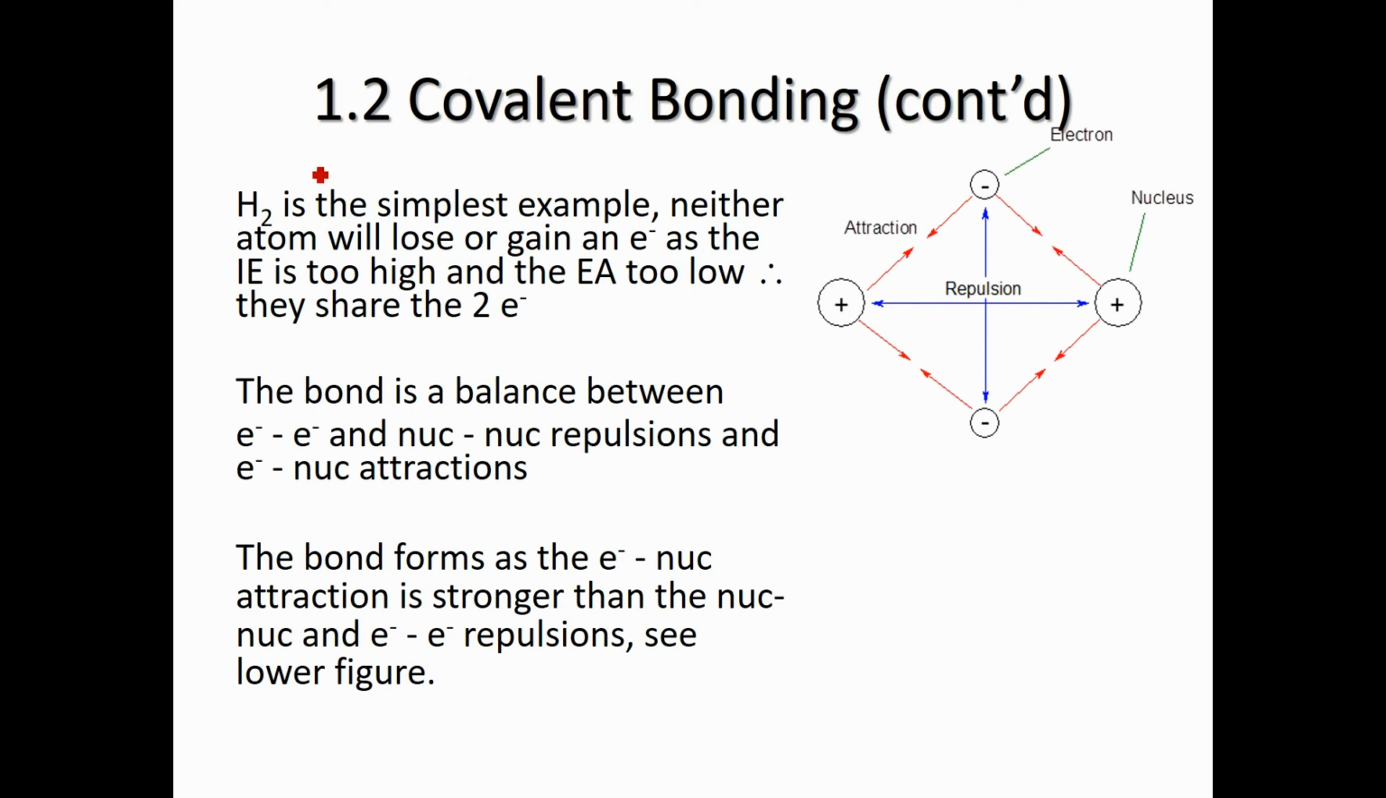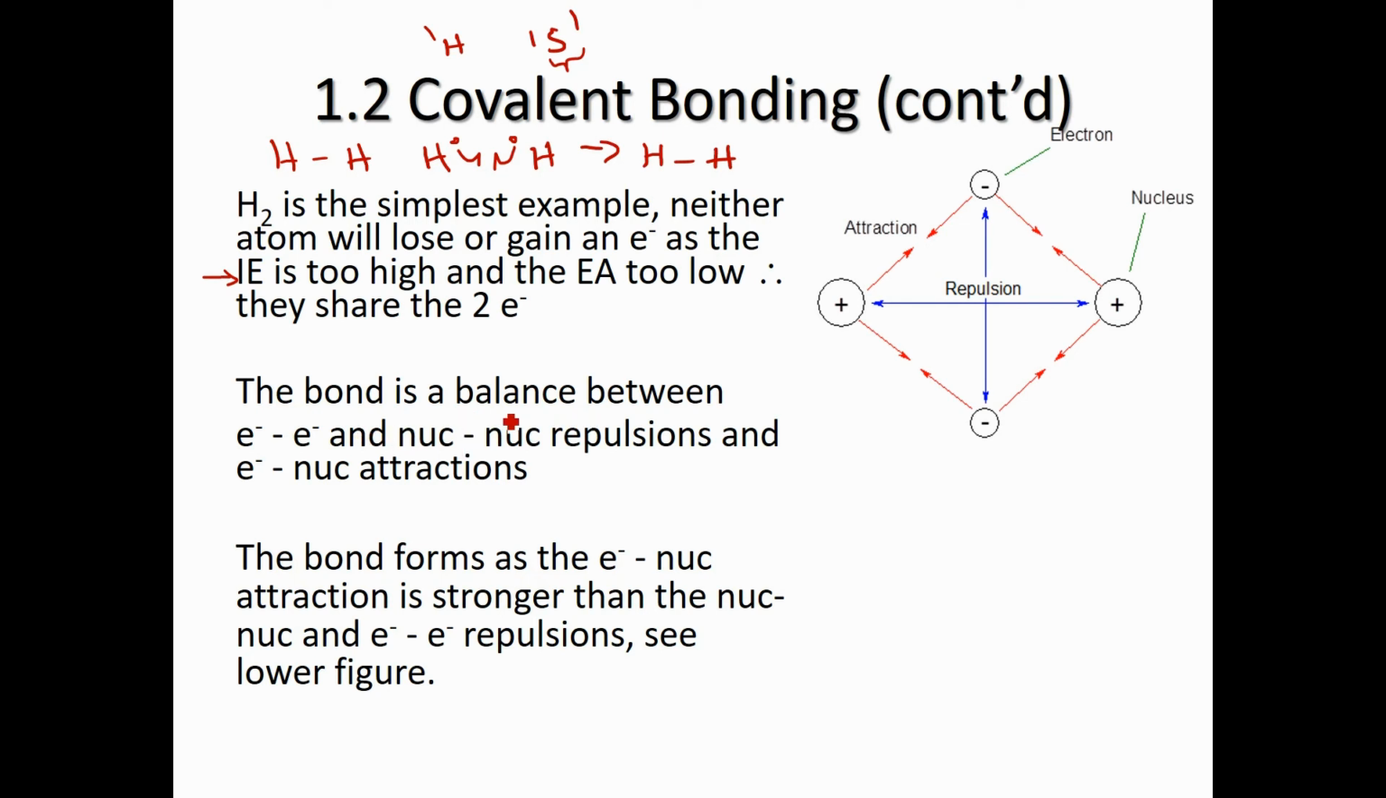Okay, hydrogen is the simplest example of a covalent molecule, where each hydrogen has atomic number 1, electron configuration 1s1. The outermost valence electron is 1, so I'm using the dots. So when these two are joined together, you get hydrogen gas. In the simplest example, neither atom will lose or gain an electron because they are of the same type. None of them has a high electron affinity, and also the ionization energy is too high and the electron affinity is too low. Thus they just have to share.